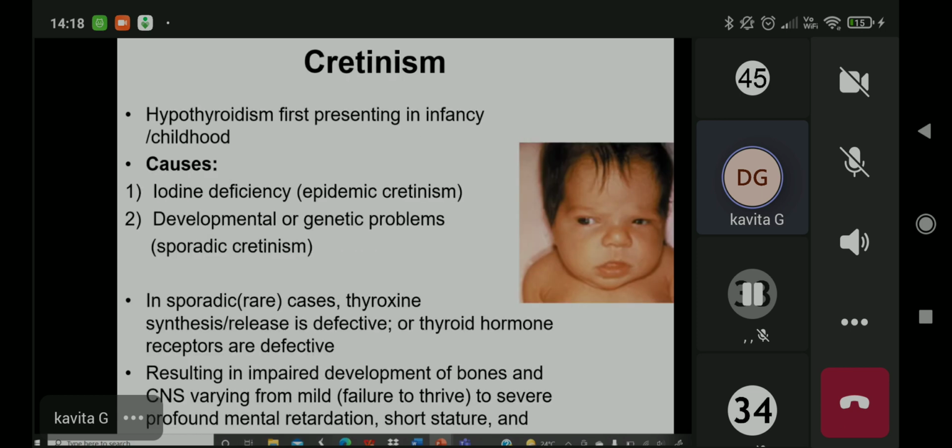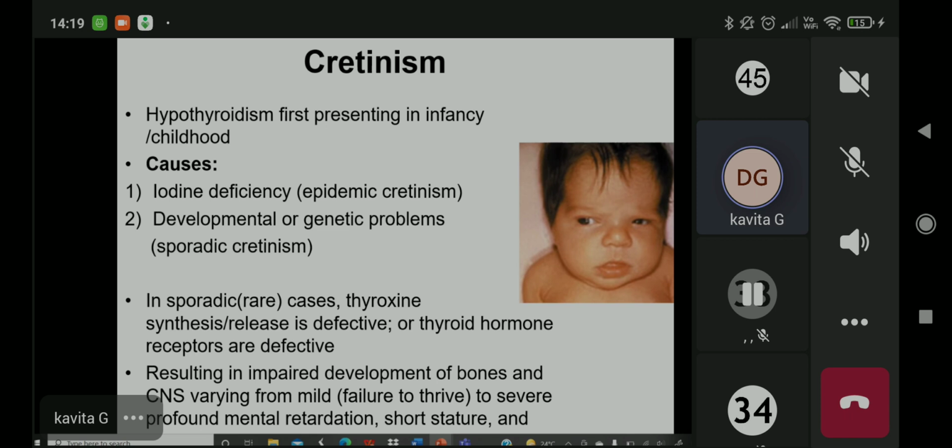Now, a hypothyroid first presenting in infancy or childhood is a cretin. The causes are iodine deficiency, which I've explained why, and I hope you've understood why iodine deficiency is going to cause hypothyroidism. The second is there may be developmental or genetic problems, that is any germline mutation or any developmentally, as I mentioned, lack or complete absence of thyroid. Now, in some rare cases, thyroxine synthesis is defective.